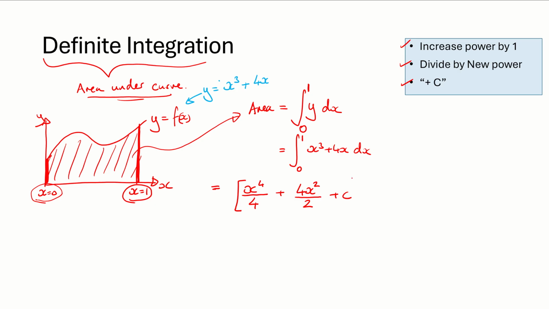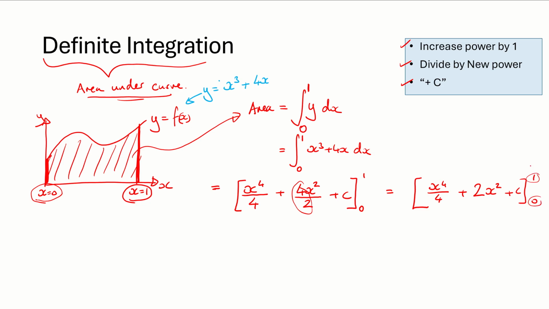However, we've got to think about those limits. So I'm going to put square brackets around everything, and I'm going to write down those limits on the right-hand side of those brackets. Okay, how do I use these limits? Actually, before we use these limits, let's tidy this up slightly. So we've got x to the 4 over 4, and then this 4x squared over 2. 4 divided by 2 is equal to 2, so we've got 2x squared plus c. Okay, all right, so now let's think about what's going to happen. What we need to do is somehow replace these x values with the 1 and the 0.